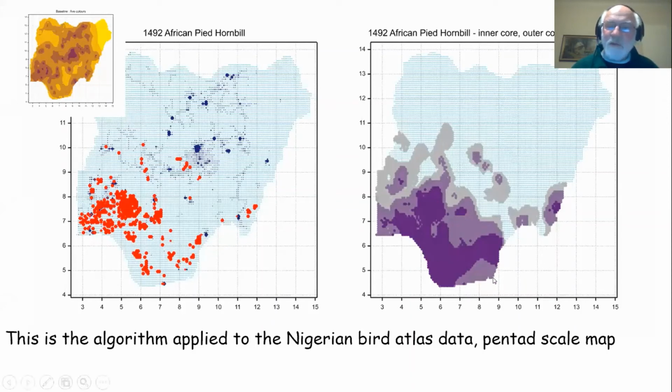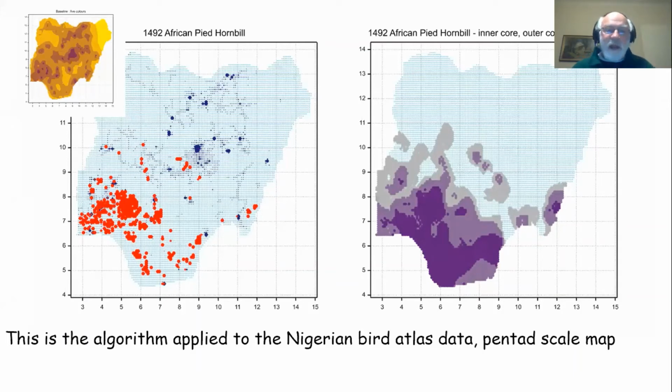And this map on the right is the algorithm's guess, different shading this time of the core, inner core, outer core, and the periphery of the distribution of the African pied hornbill. And the Nigerian Atlas team have got to evaluate this and say whether it conforms to what they understand as the distribution.